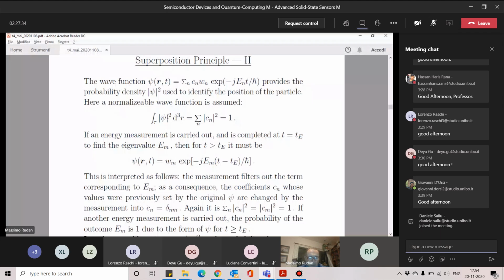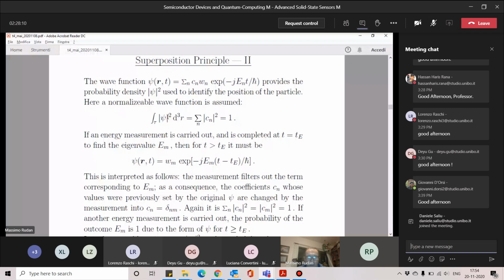Okay? So we don't write it down. We don't write C sub m in front of it. Why? Because the square modulus is equal to 1, and C sub m is a complex number whose phase is irrelevant, because the only part of it that matters is the square modulus. Okay, so we can set the phase of the coefficient Cm equal to 0.